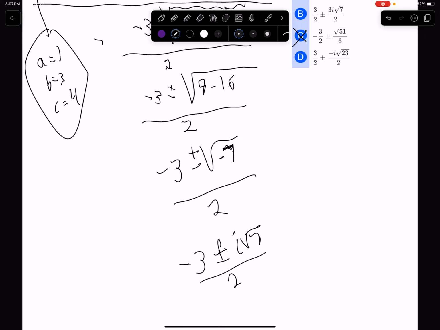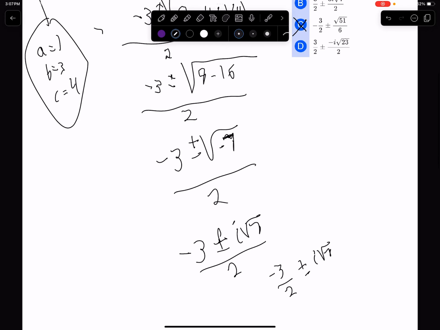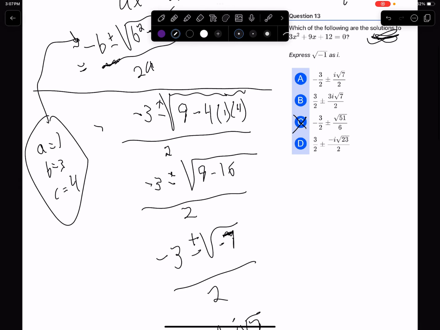We could put the 2 with both of them, like negative 3 over 2 plus or minus i times the square root of 7 over 2, right? Something like that. Over 2. There we go. Yep. So that's my answer A. Is that right?